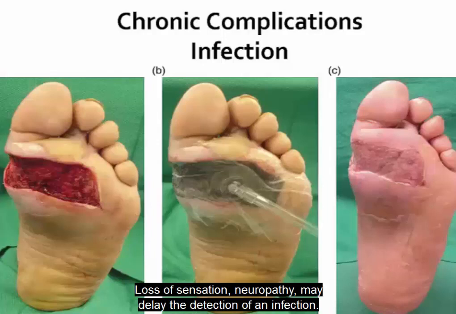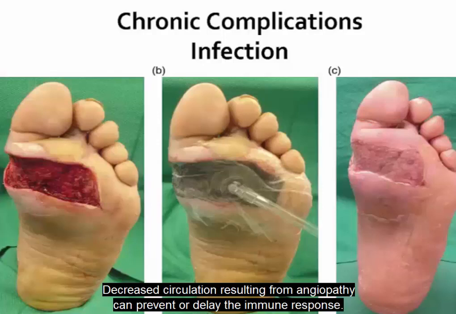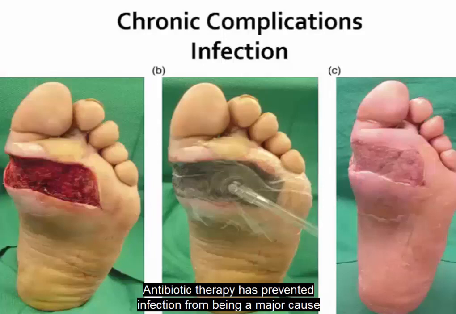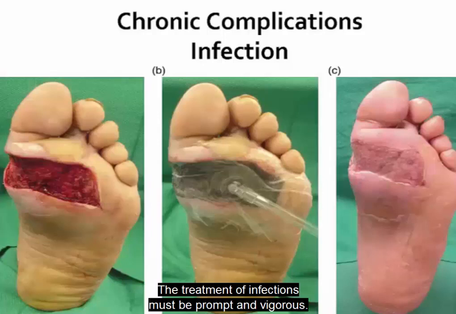Loss of sensation from neuropathy may delay the detection of an infection. Persistent glycosuria may predispose to bladder infections, especially in patients with a neurogenic bladder. Decreased circulation resulting from angiopathy can prevent or delay the immune response. Antibiotic therapy has prevented infection from being a major cause of death among diabetic patients. The treatment of infections must be prompt and vigorous.